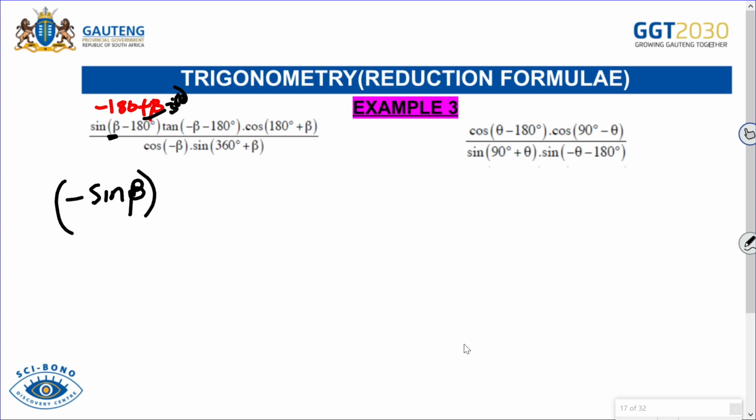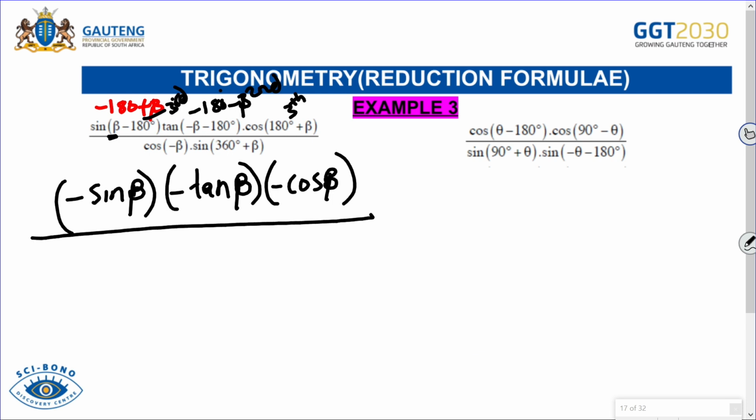And then you've got negative beta minus 180 degrees, you can write it as negative 180 degrees minus beta. So 180 minus beta is in the second quadrant. In the second quadrant, tan is going to be negative, so it's going to be negative tan of beta, right? Okay, and then 180 degrees plus beta is going to be in the third quadrant, and in the third quadrant, don't forget your cos is going to be negative, so you'll have negative cos beta.